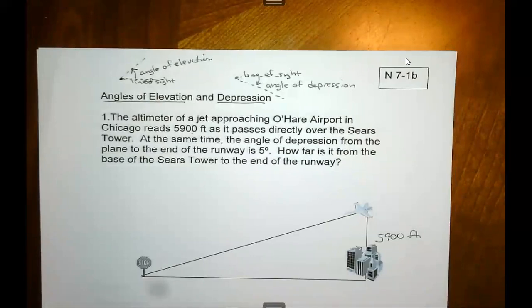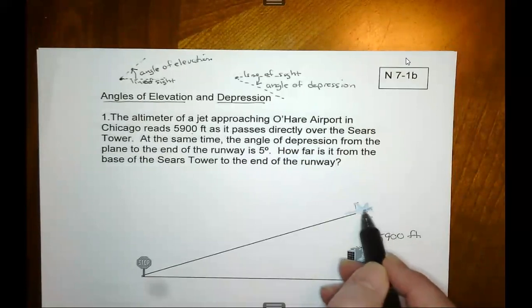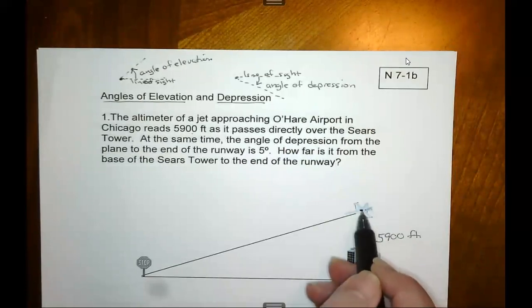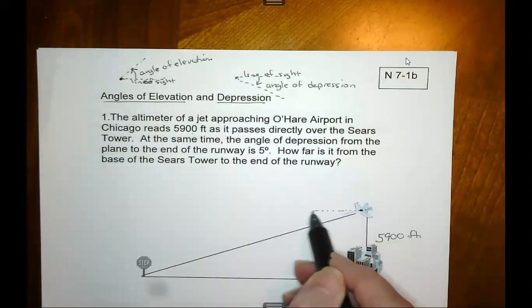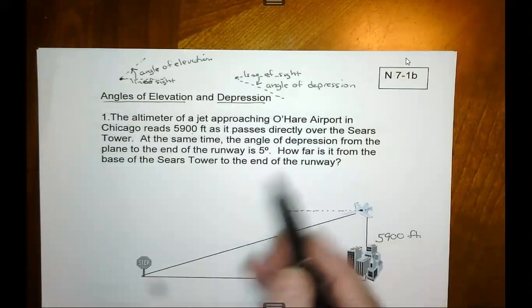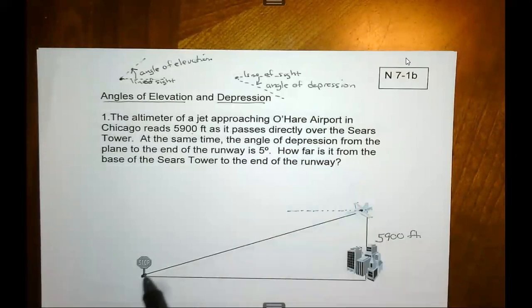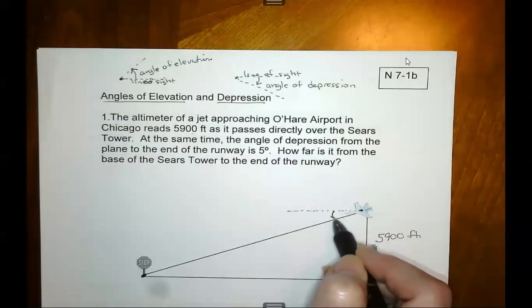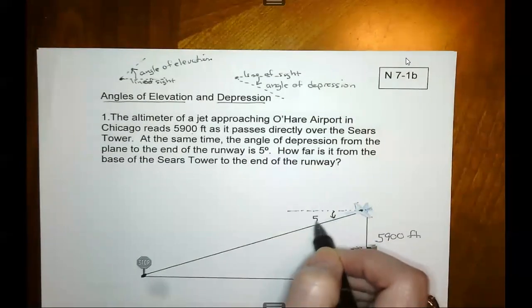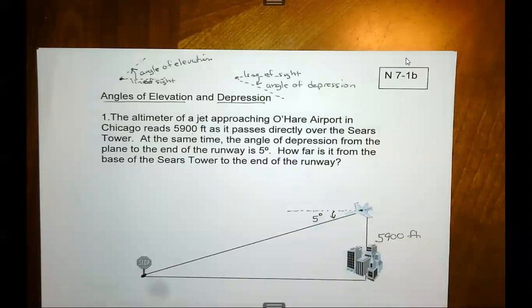All right, at the same time, the angle of depression from the plane, so that means that the person we're talking about is in the plane, their line of sight would be straight out. And it says the angle of depression to the end of the runway. That's down here at the end of the runway. Angle of depression is looking down, so this angle is 5 degrees. It says how far is it from the base of the Sears Tower to the end of the runway? They want us to find this side over here.